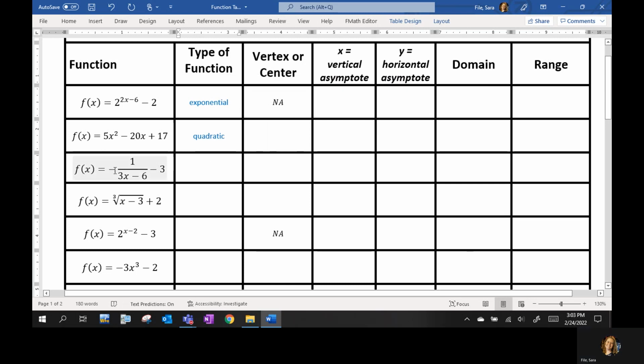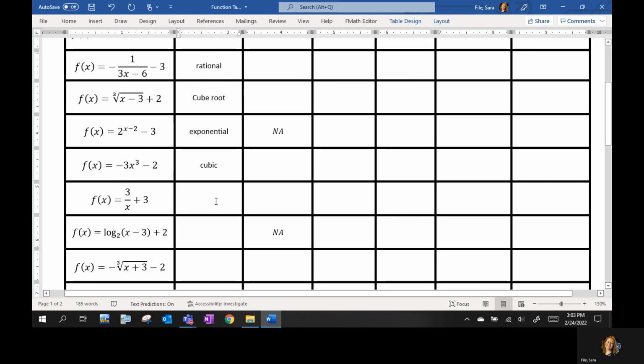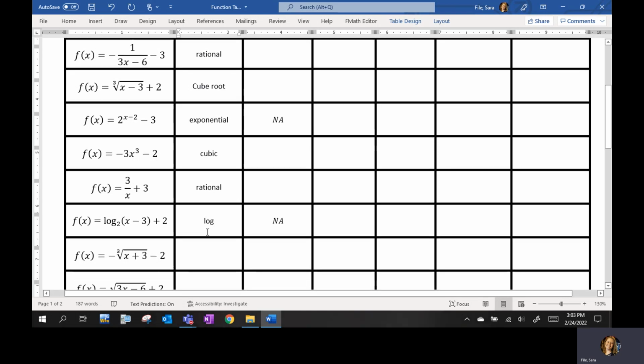Okay, now when x is in the denominator, we have rational. Okay, x is under a radical, and it's the cube root radical. Third root, so cube root. X is in the exponent again, so exponential. Okay, x is raised to the third power, that's the cube function. X is in the denominator, so again, that's rational. Log, hopefully y'all can identify logs. They have the word log in them.